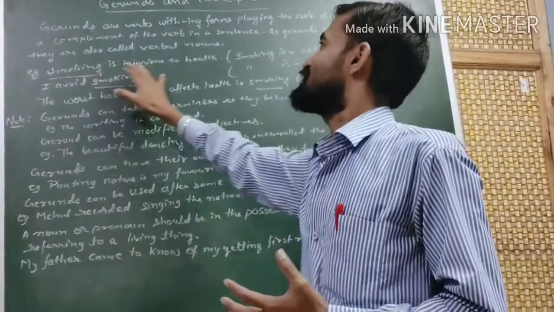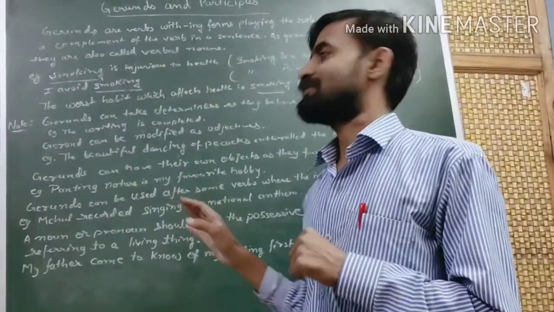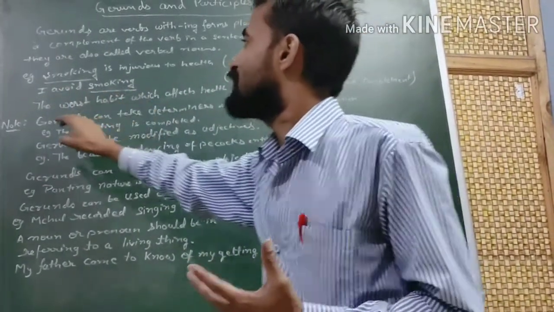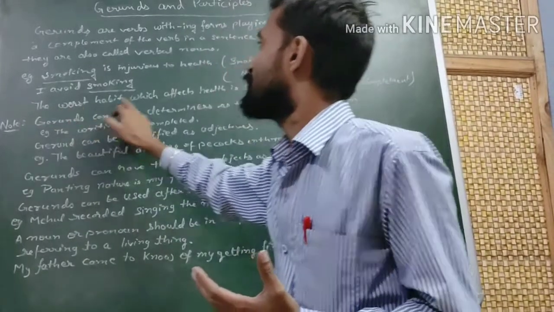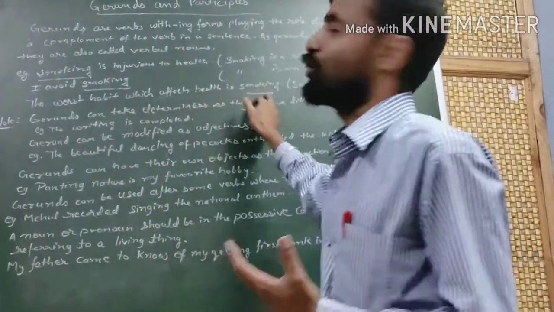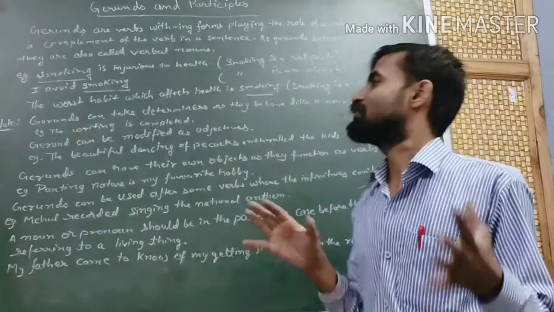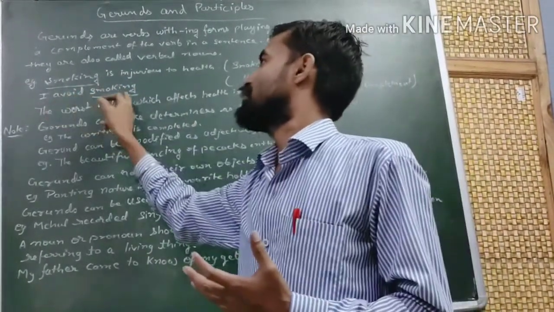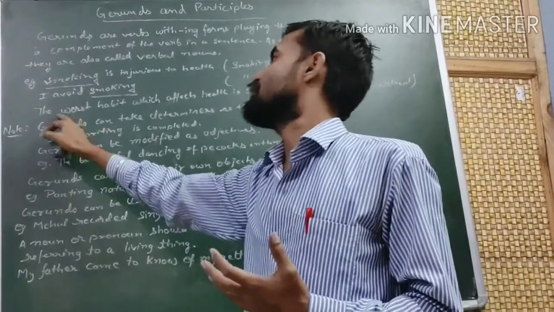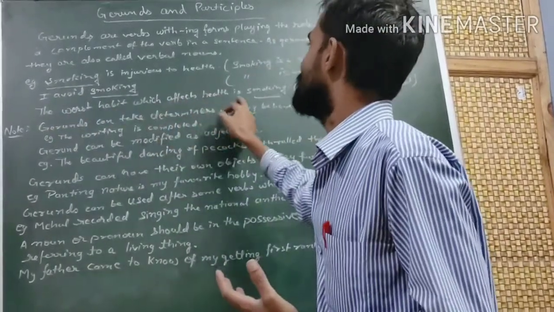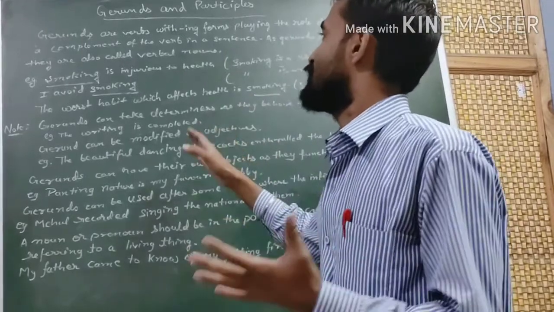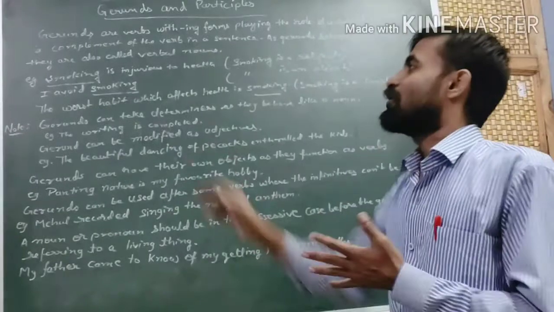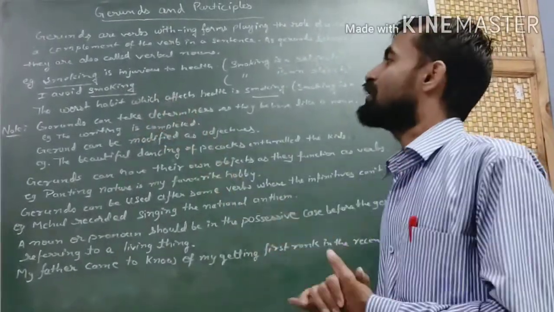Example: Smoking is injurious to health. We have taken three examples here. Smoking is injurious to health. I avoid smoking. And the third example: the worst habit which affects the health is smoking. All three are based on a simple term, that is smoking. All three contain the verb smoking.